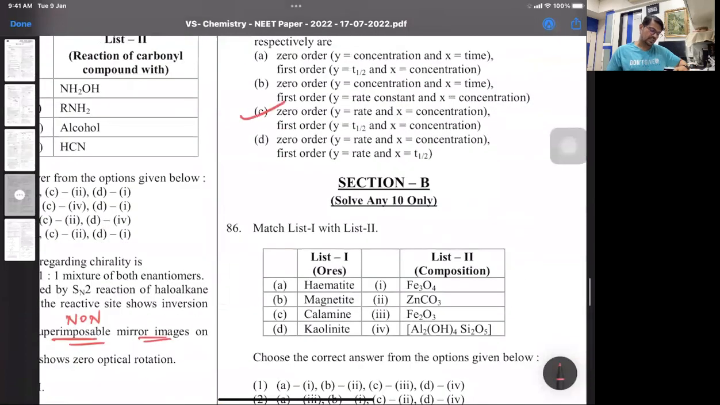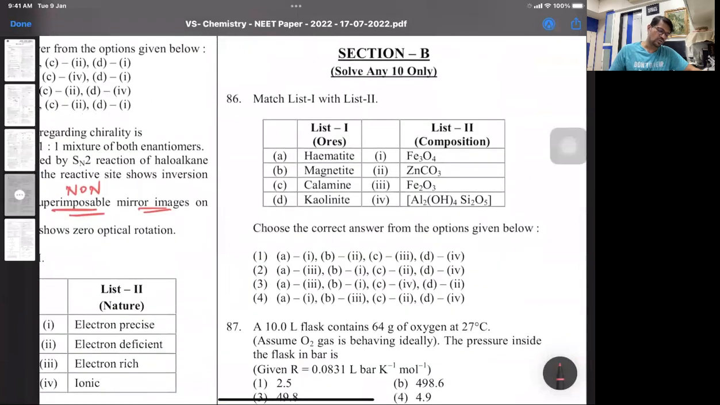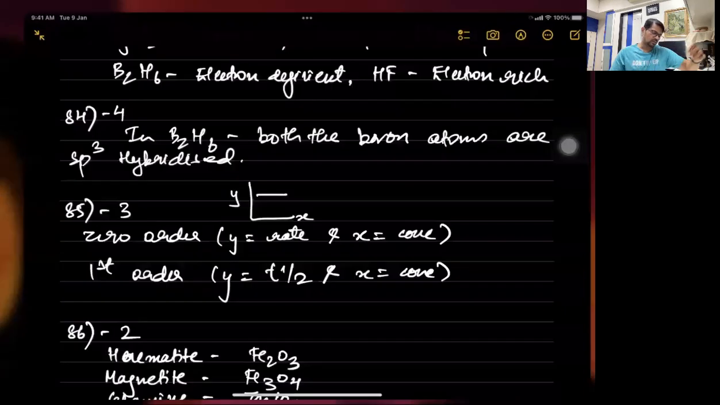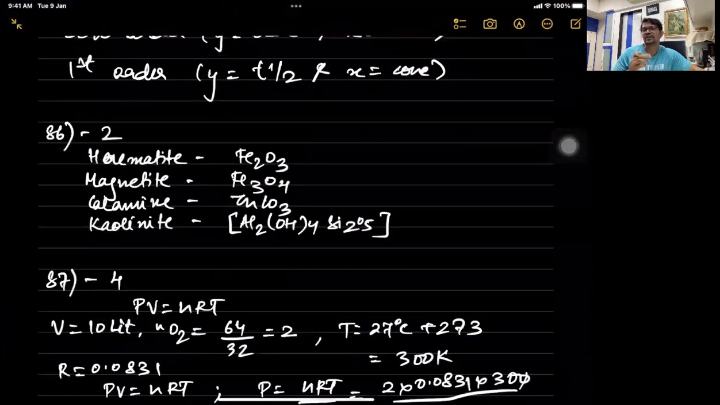Then 86, with respect to the ores. Now calamine, we all know calamine is zinc carbonate. So C has to be 2. And then you have the last one as kaolinite. That's D is 4. So if I have C as 2 and D as 4, 86 has to be 2. So hematite Fe2O3, magnetite Fe3O4, calamine zinc carbonate, and kaolinite.